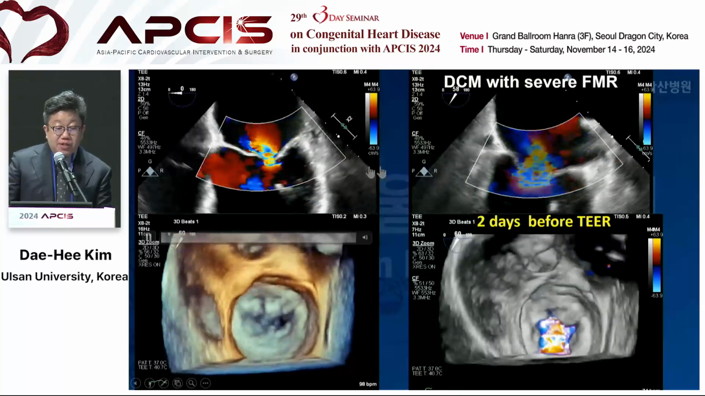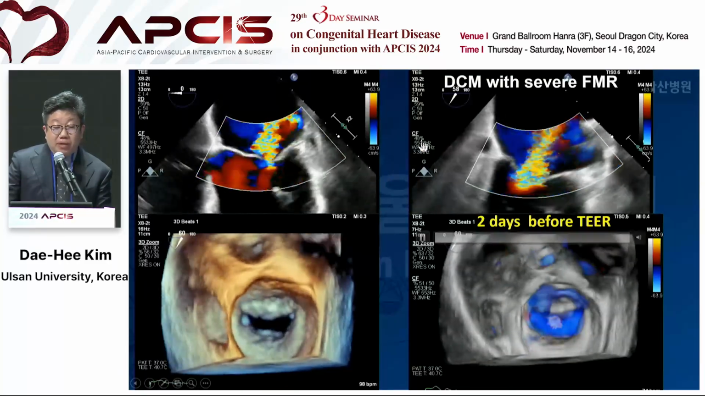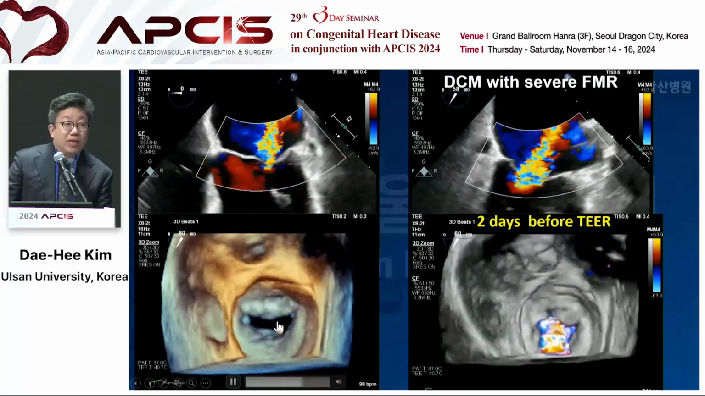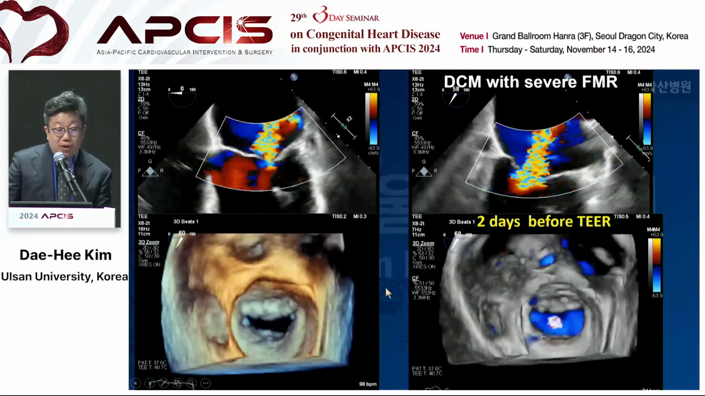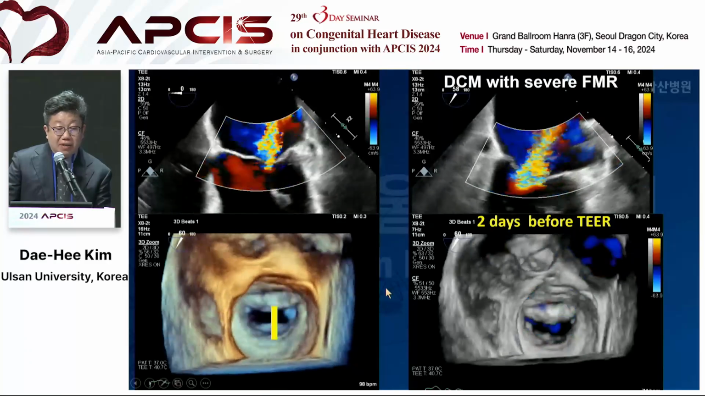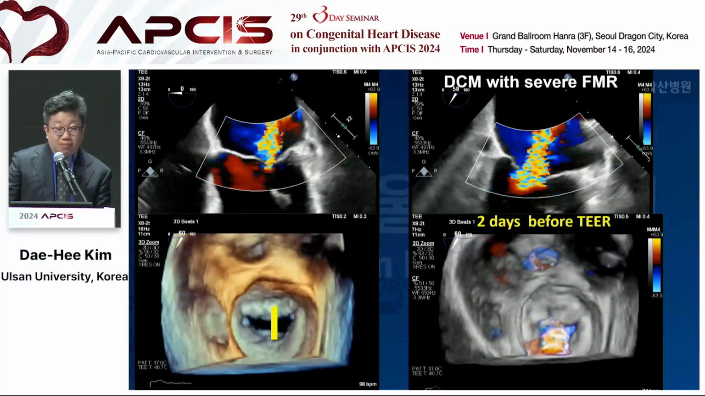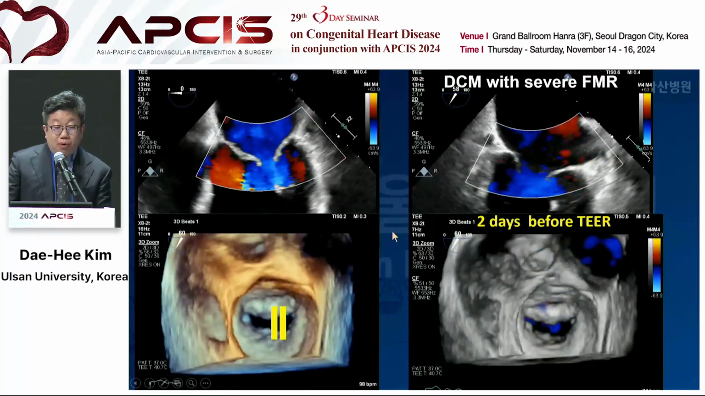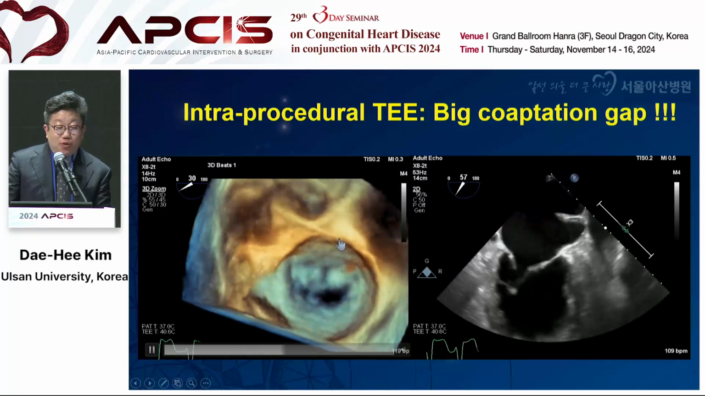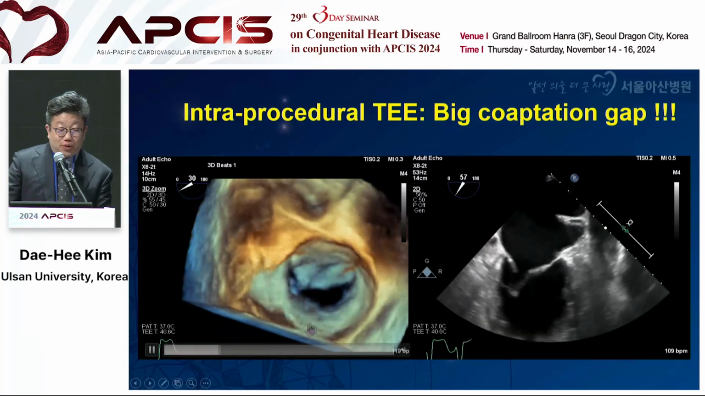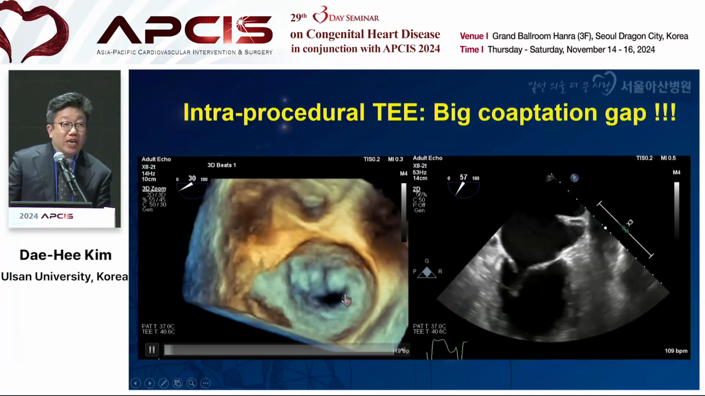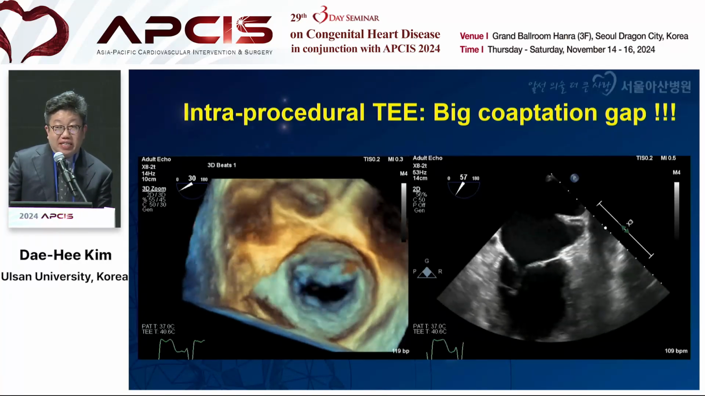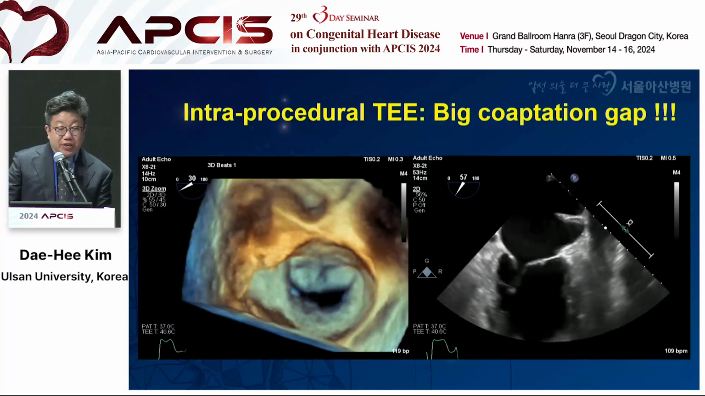Let me show one case example. Dilated cardiomyopathy with severe functional MR. You can clearly see some coaptation gap in this area. We planned a two clip strategy like this, one wide clip or two wide clips, or one wide and one narrow clip. The problem is, during the TF procedure, we see a huge coaptation gap. What can you do next? Maybe Dr. Amaki will talk about the detailed procedure to reduce the coaptation gap.